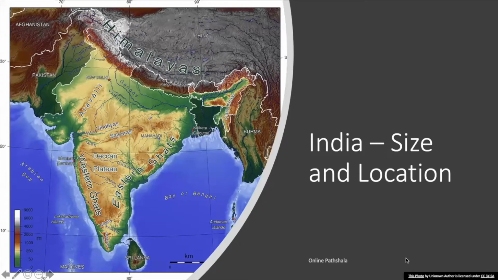Hi, so in this chapter, we are going to look at the country that is India, and we'll focus on the size and location. India is one of the ancient civilizations in the world, and it has achieved multifaceted socio-economic progress during the last 5 decades.